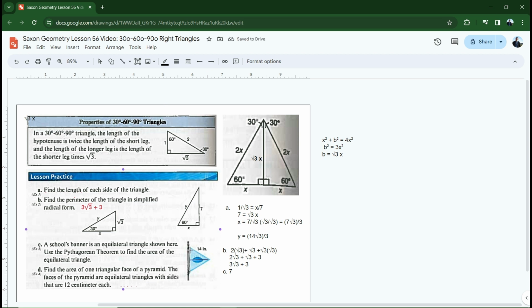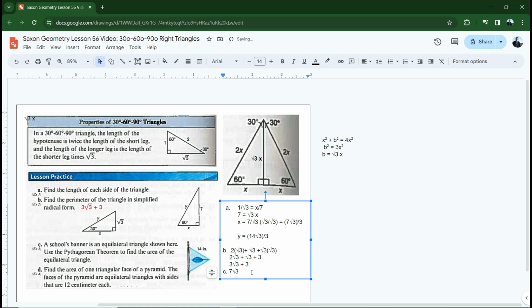So if this hypotenuse is 14 and I cut this guy in half here, let's just draw a line here to cut this into two 30, 60, 90 triangles. Okay, that means the base of this right here is 7. It has to be half. And the height is 7 times the square root of 3.